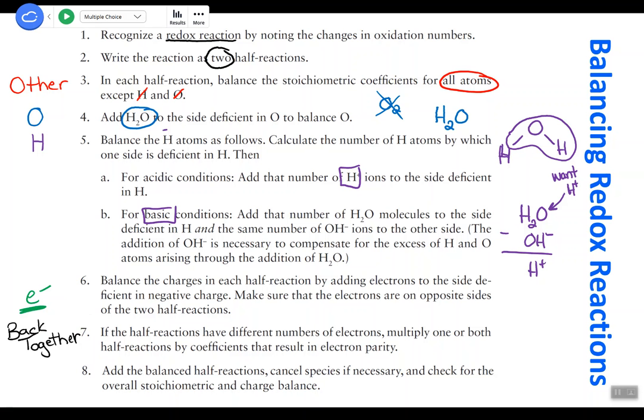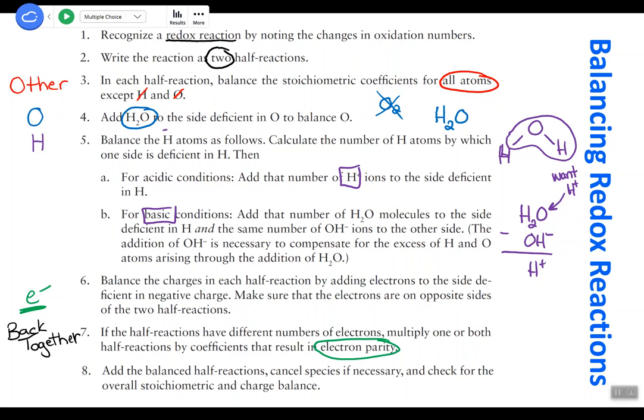We can't remove negative charge. We can only ever add negative charge. We can't remove positive charge. We can only add electrons. So we add electrons to whichever side we need to make more negative so that both of the halves of the reaction are balanced. Then we bring them back together.